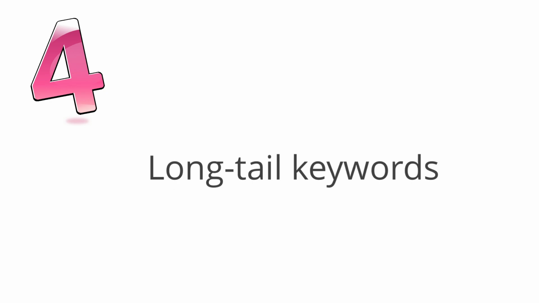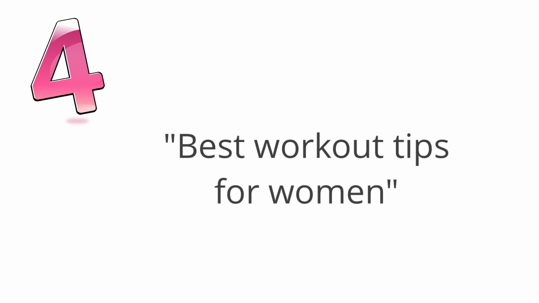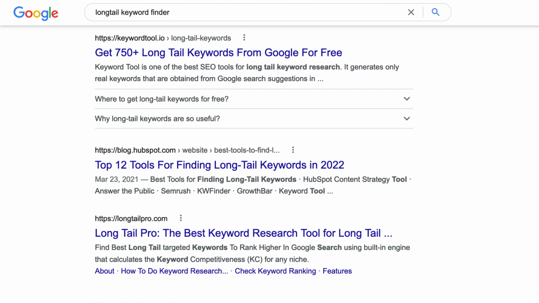If you're writing about a specific topic like best workout tips for women, your search volume may be fairly low. A simple way to boost it is to include a long-tail keyword in the title tag to drive organic site visits. And there are plenty of sites online that can help you find the long-tail variations of your primary keyword.